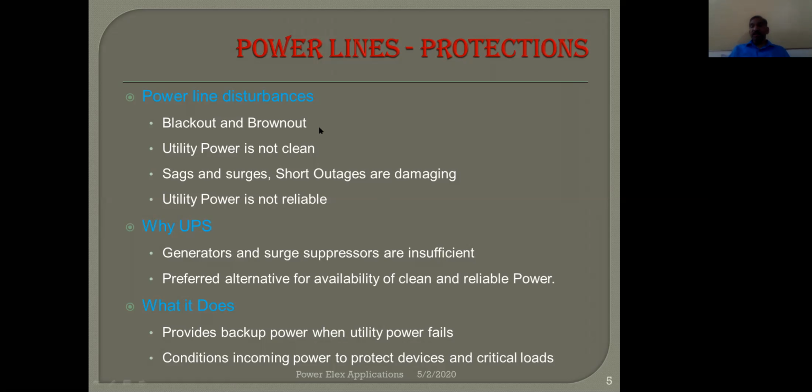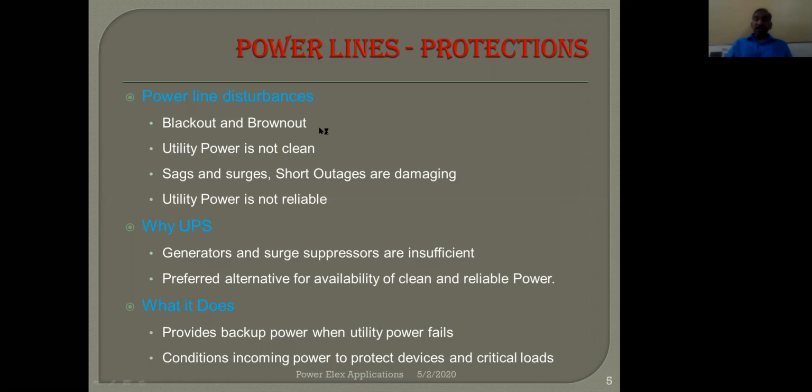Then diesel generators are the alternative, but even they are not that reliable. They do not provide clean power. These are good for lighting loads or, we can say, mechanical types of applications where a pure sine wave is not that desirable. But UPS is highly recommended where you have critical loads, need continuous backup, and short outages are not allowed. In such cases, we go for UPS, because generators and surge suppressors are not sufficient. We have to have a UPS.